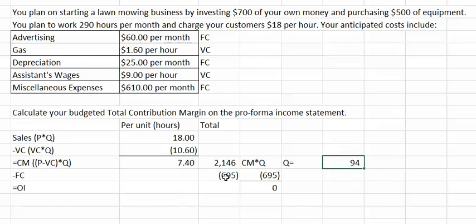And you can prove it out by taking 94 hours, or let's say it this way, your contribution margin per hour times 94 hours, and that should equal 695. And then you subtract your 695 and you get the 0.